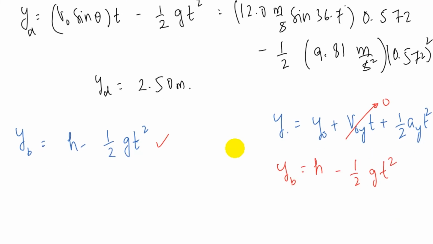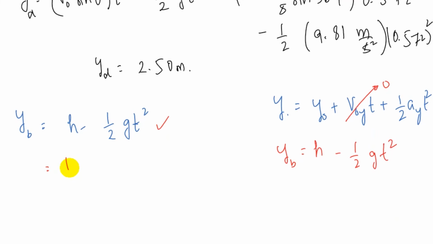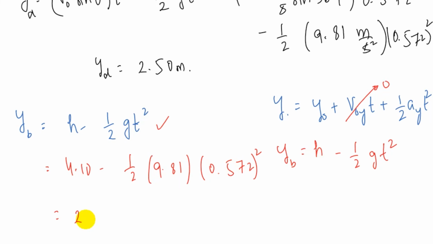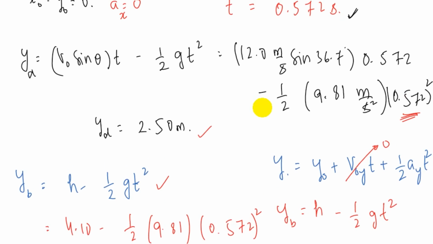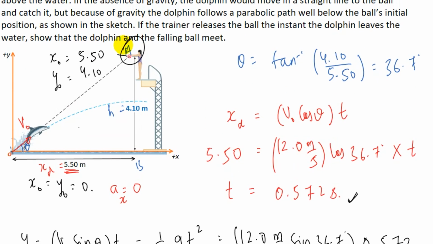Now simply we have to put the values. H we have 4.10 minus 1 over 2, g is 9.81 times t, which is 0.572, squared. Since we have put all the values in SI units, we'll get the answer in SI units, which will be 2.50 meter. And here we see that the y value for both the objects at time t equal to 0.572 seconds is 2.50 meter. So the objects will meet.